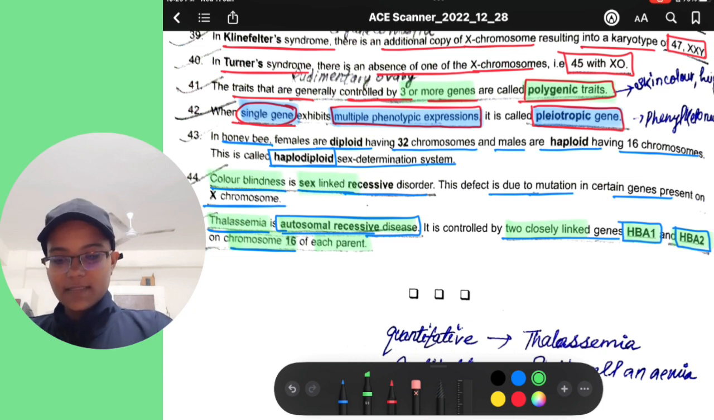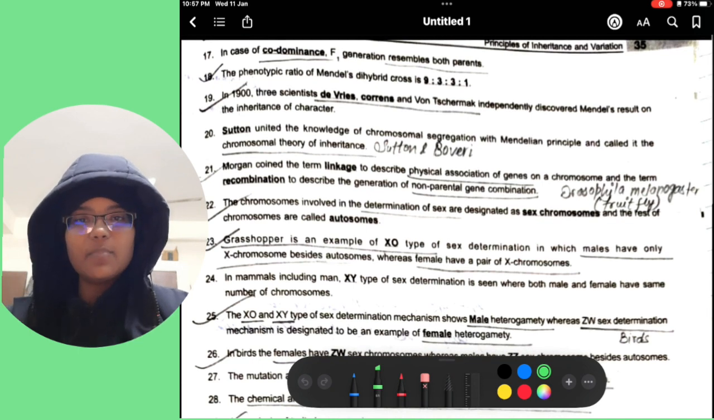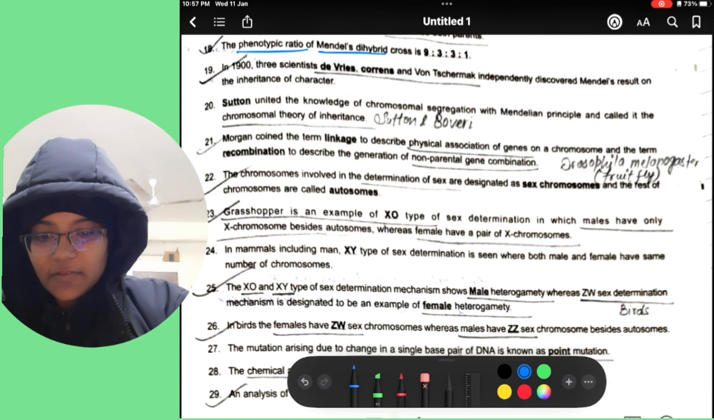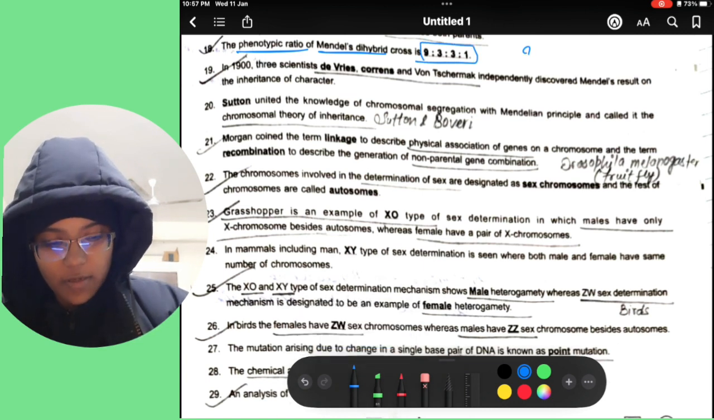Color blindness is a sex-linked recessive disorder due to mutation in the genes present on the X chromosome. And in honeybee, what we see is haplodiploidy. Females are diploid and males are haploid. In case of codominance, the F1 generation resembles both parents. The phenotypic ratio of Mendel's dihybrid cross is 9:3:3:1.